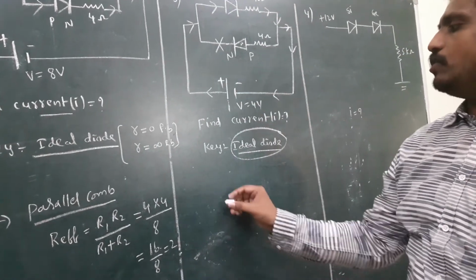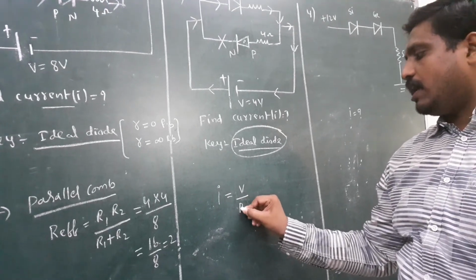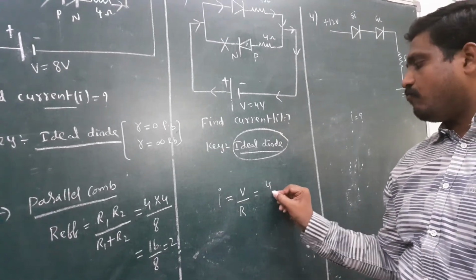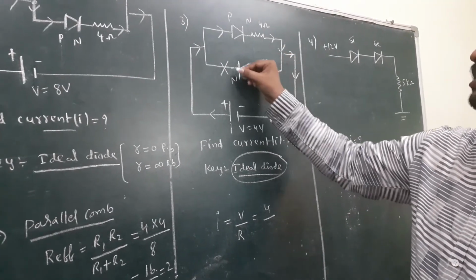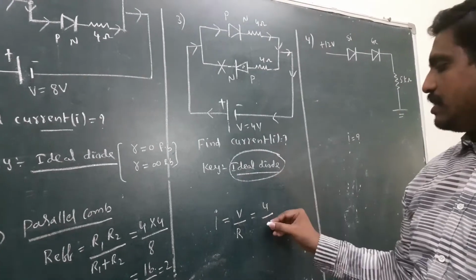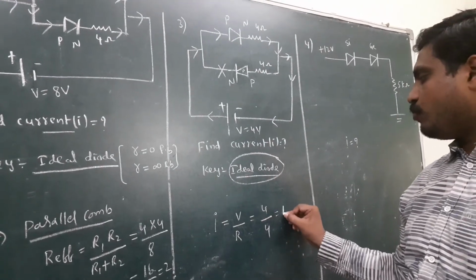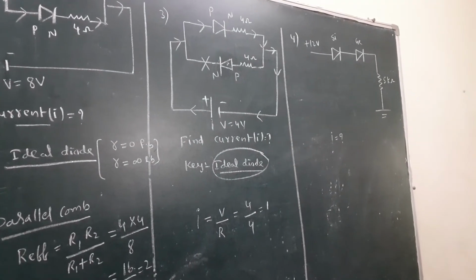Current continuously flows, so here I equals V by R. Here the V value is 4. This diode does not work, so it cannot be considered, but this resistance can be considered. R value is 4. 4 by 4 becomes 1. Next, let's see this diagram.